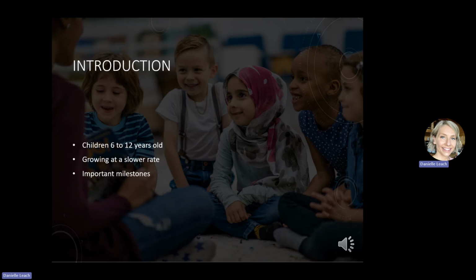Chapter 10 is about the growth and development of school-age children. So this is children that are ages 6 to 12 years old. Their growth does start to slow down a little bit, but they're still going to hit some important developmental milestones in this age group.